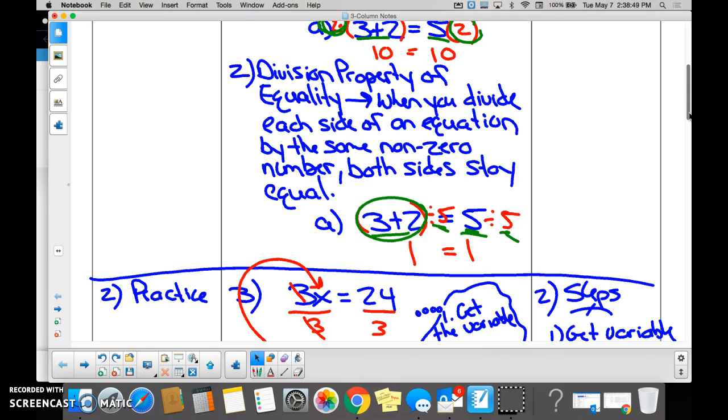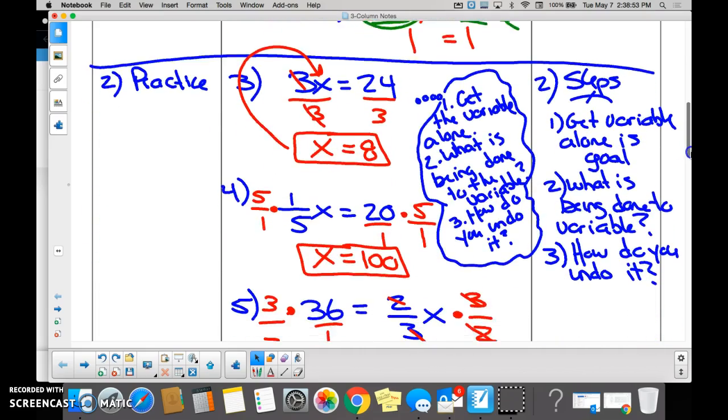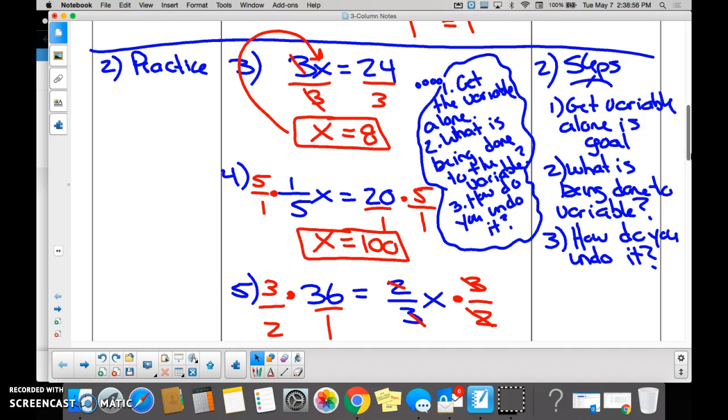Now, when we get down to practice, the original problem for number 3 is in blue, right? 3x equals 24. Here's my thought. What is my goal? The goal is to get the variable alone, right? Okay, then you ask yourself this question. What is being done to the variable? So what is being done to the variable x? Multiplication. So my third step is, how do you want to do it?